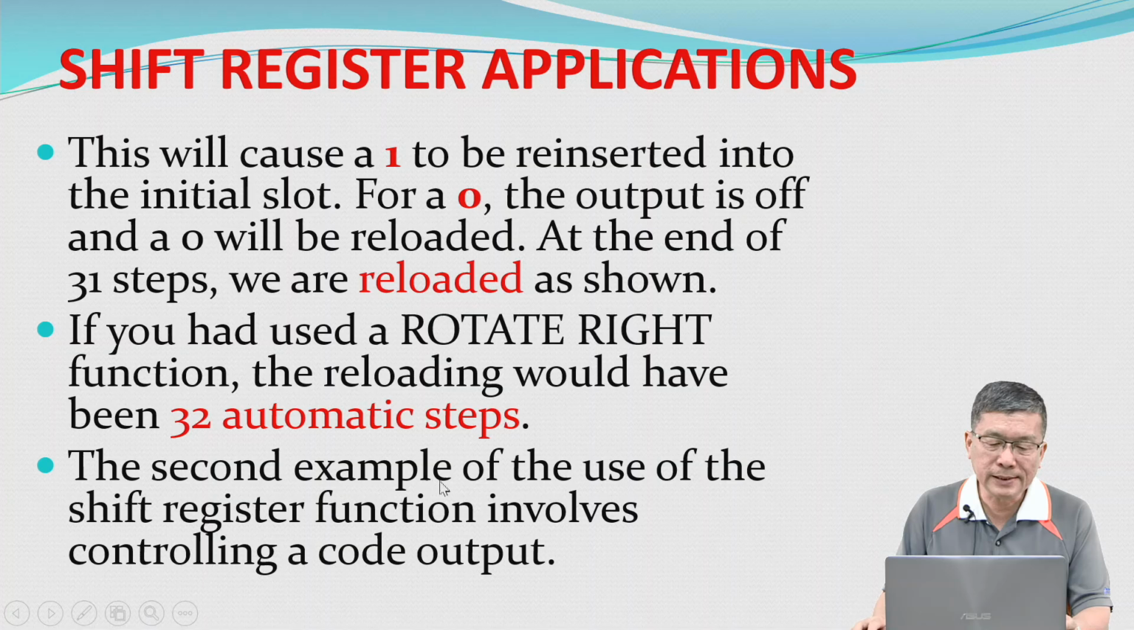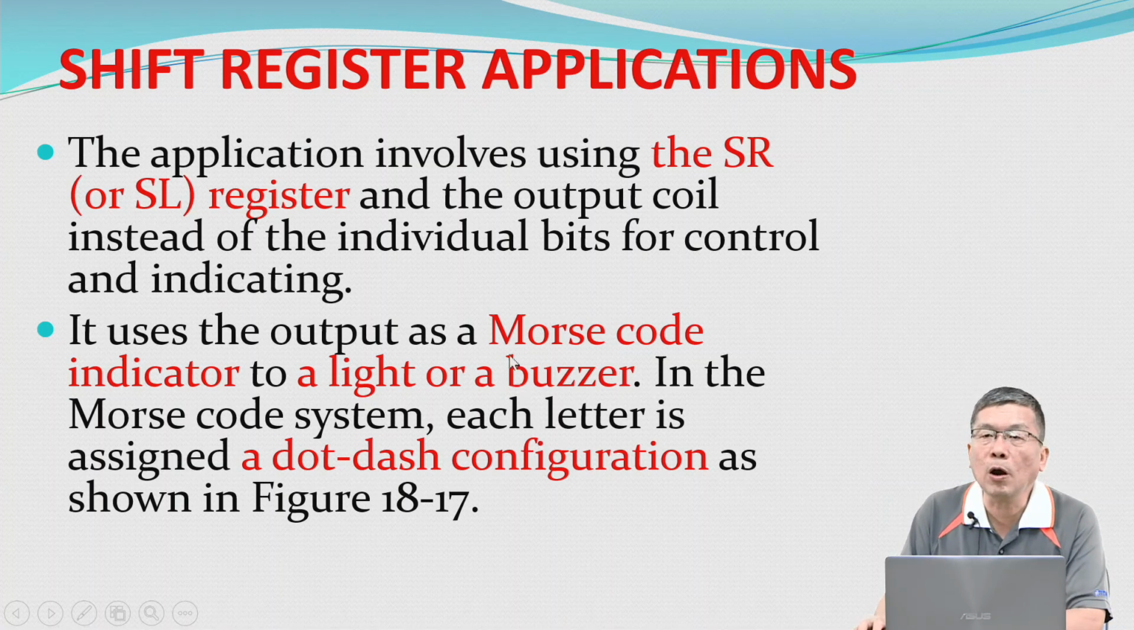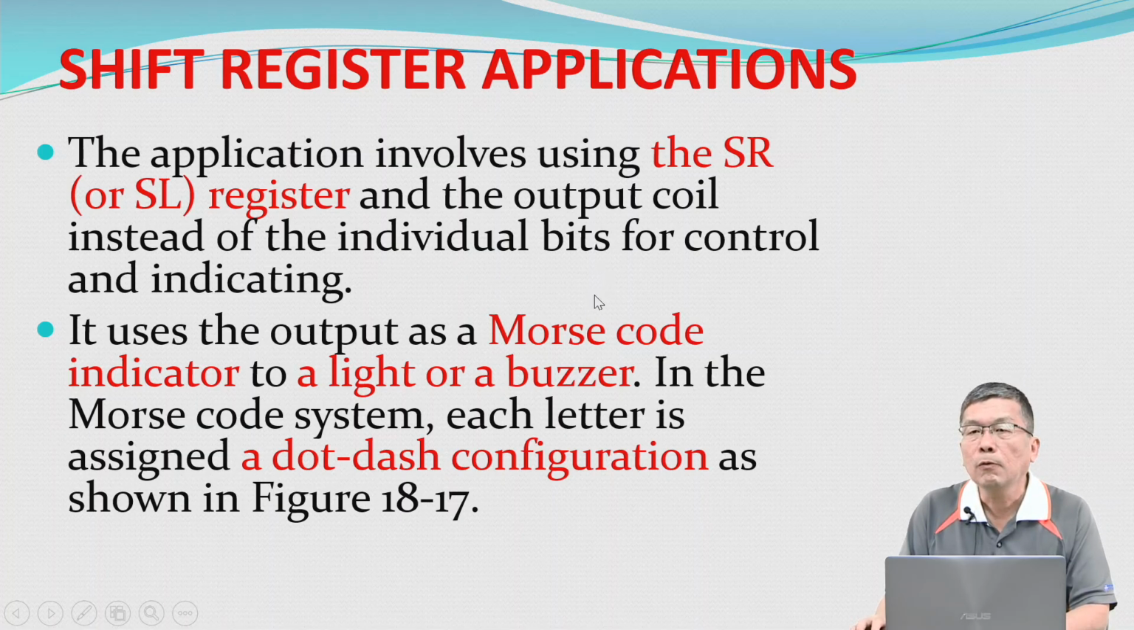The second example of the use of the shift register functions involves controlling a code output. The application involves using the SR or SL register output coil, instead of the individual bits, for control and indicating. It uses the output as the Morse code indicator to light or buzzer.